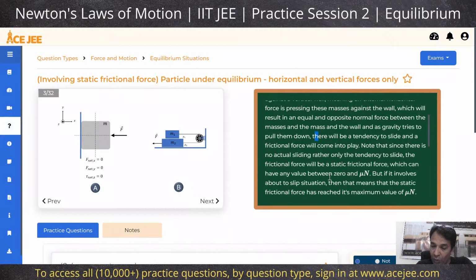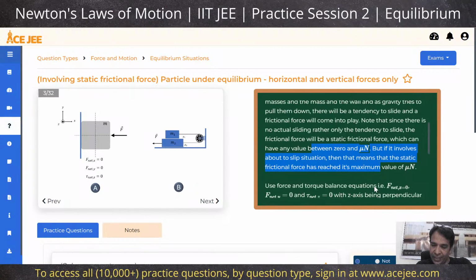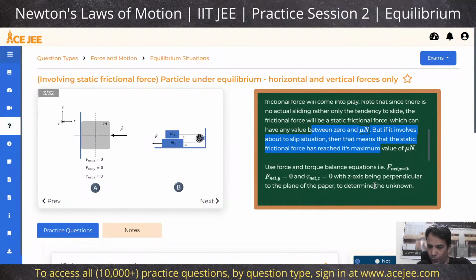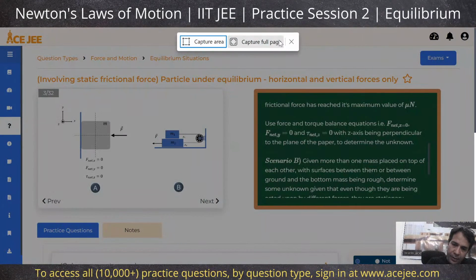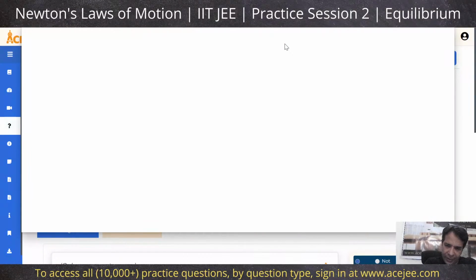But if it involves an about-to-slip situation, then that means the static frictional force has reached its maximum value of mu N. Then it says use force and torque balance equations to determine the unknown. Now this is an interesting scenario, the one in A. So just look closely at this scenario.